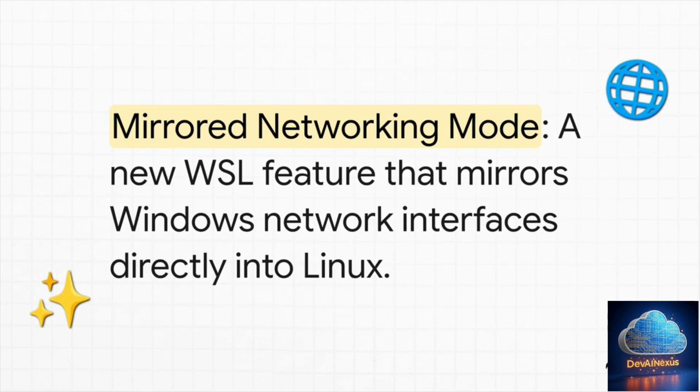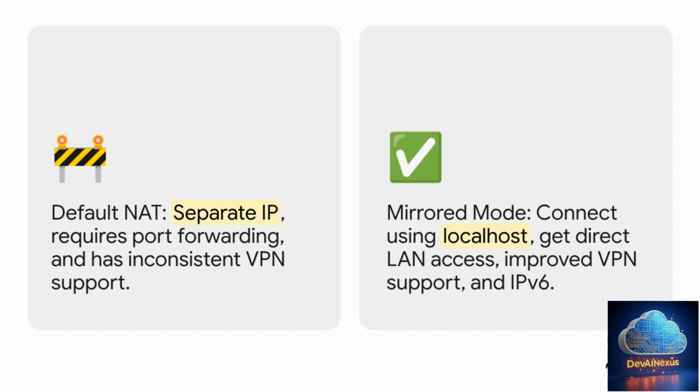But the good news is Microsoft heard the complaints loud and clear. They've recently introduced a brand new feature called mirrored networking mode, and this thing completely changes the game. It basically makes your Linux environment share the exact same network connection as Windows, getting rid of that whole separate IP problem. And I mean, the difference is just night and day. With the old way, you're constantly fighting with separate IPs and setting up port forwarding. With mirrored mode, everything just works on localhost. You get direct access from your local network, and it even plays way nicer with VPNs. The big takeaway here is that Microsoft is actively fixing these issues, which is great to see.